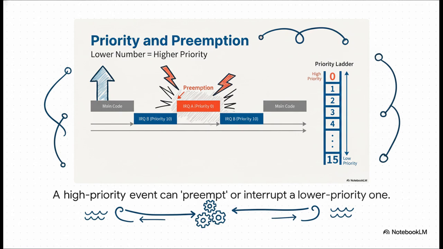But its most important job, by far, is managing priority. And this is where it gets really clever. Look at this slide. You can see a low-priority task, IRQB, is just chugging along. But then, bam, a high-priority event, IRQA, comes in. The NVIC allows that more important task to preempt or interrupt the less important one. Once that high-priority job is done, the lower priority task just picks up right where it left off. This nesting is what guarantees the most critical tasks always get the CPU's immediate attention.